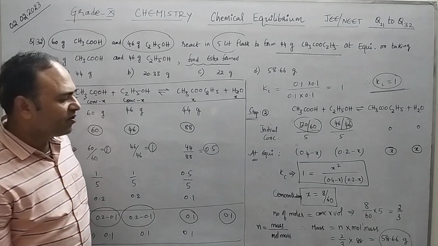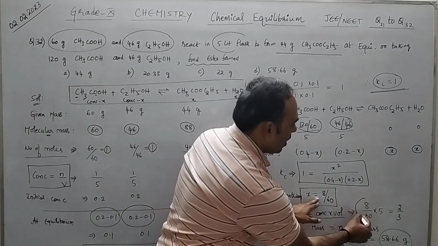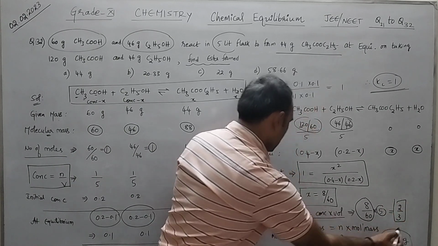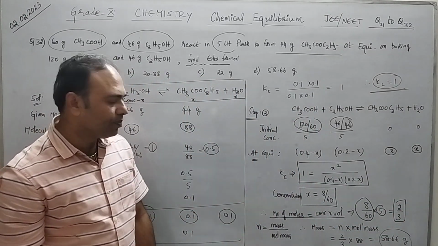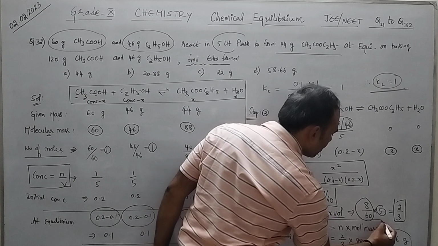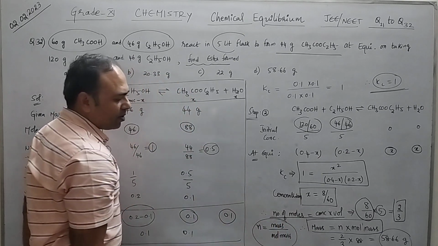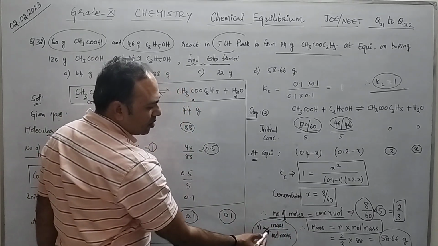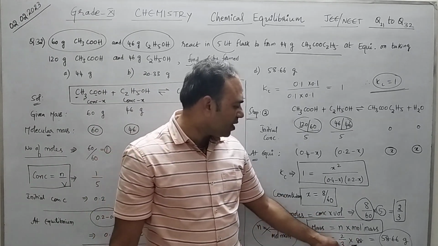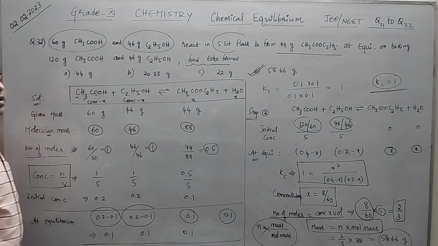Now how do we find the number of moles? You know the formula: number of moles is concentration into volume. What is the concentration? 8 by 60. What is the volume? 5 liter. Therefore, we get the number of moles as 2 by 3. And finally, you don't yet know the value of mass. Therefore, mass can be calculated like this. Apply the same formula: the number of moles is equal to mass by molecular mass. How do you get mass? Cross multiply. So mass is equal to number of moles into molecular mass. So what will be your mass? 2 by 3 into 88, nothing but 58.66. You get 58.66. That is option D.